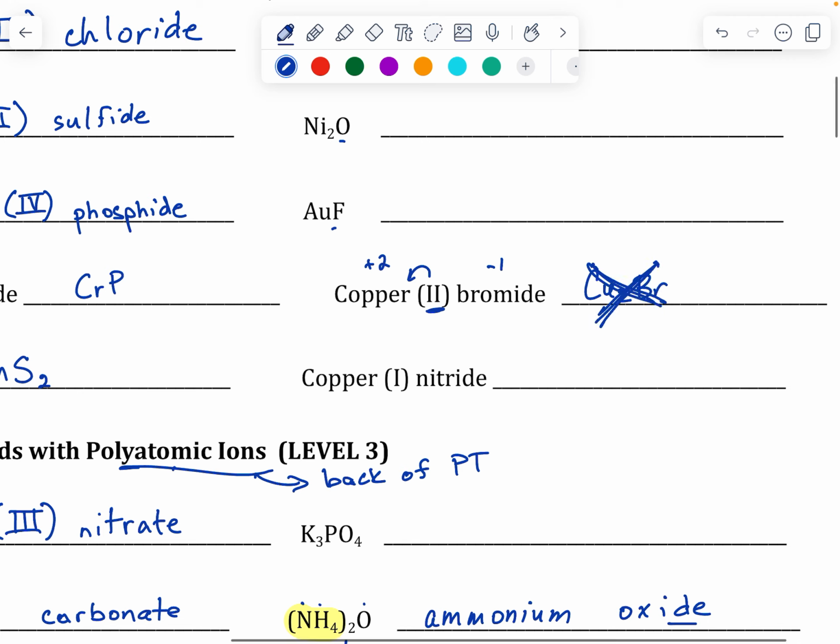So we just go through, crisscross those charges. We end up seeing it's quite the opposite. We actually need 2 bromine for every 1 copper ion. So just be careful for that.